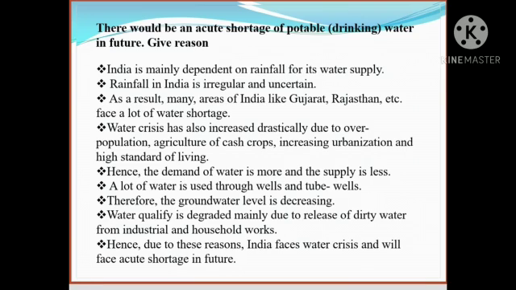A lot of water is used through wells and tube wells. Therefore, the groundwater level is decreasing. Water quality is degraded mainly due to release of dirty water from industries and household work. Hence, due to this reason, India faces a water crisis and will face acute shortage in future.